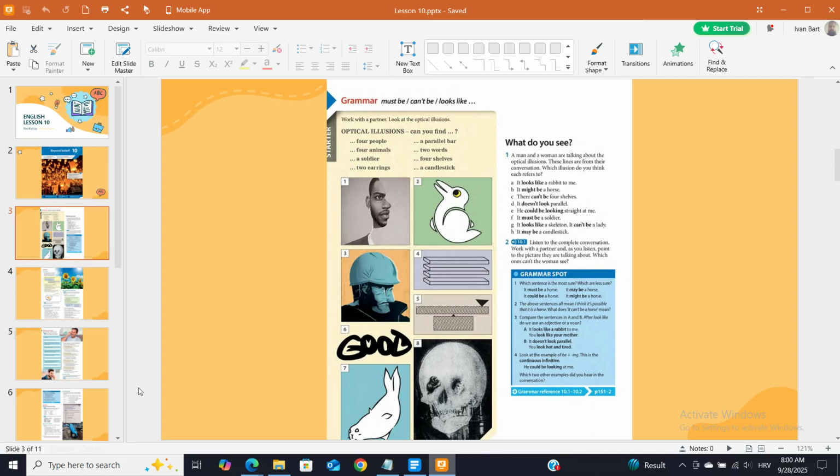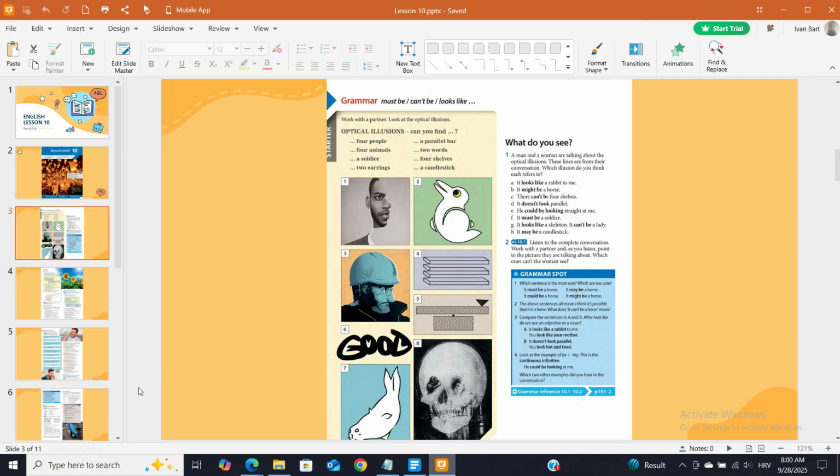Grammar spot. 1. Which sentence is the most sure? Which are less sure? It must be a horse. It could be a horse. It may be a horse. It might be a horse. 2. The above sentences all mean I think it's possible that it is a horse. What does "it can't be a horse" mean?